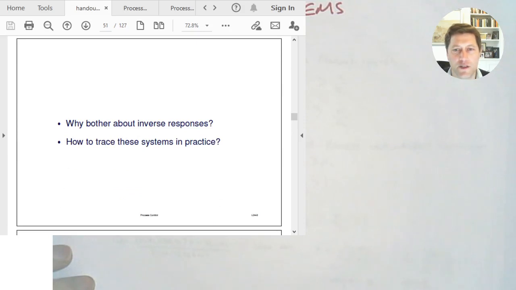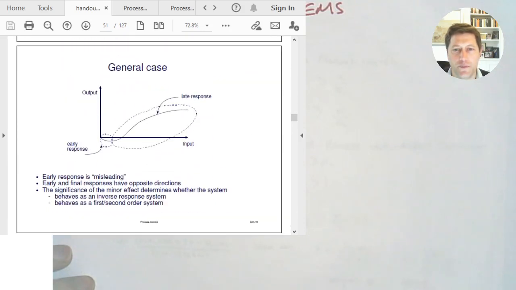Why are we interested in them? Well, they're an interesting case of something different that happens, and they're worth knowing about because it can avoid you getting misled. If you see a response which is starting to go one way, be aware that actually it could be something that ends up going the other way for its new steady state. And of course this is something that you could model more simply as a first order with a delay, and then that would take out the initial misleading response.